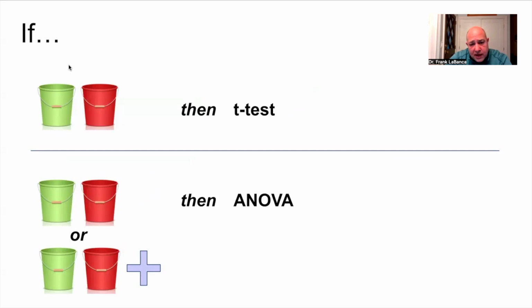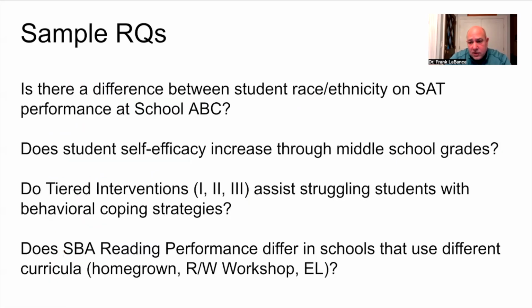If you have two buckets, or categorical level data with two levels, then you can do a t-test. Or if you have categorical data with two levels, you can also do an ANOVA. The ANOVA, though, gives you the additional option of, if you have two plus, 3, 4, 5, 7, 2,962 levels, you can do that same test. You're not limited by levels of the independent variable as you are for the t-test. So let's look at some sample research questions, break it down a little bit, and analyze what it means.